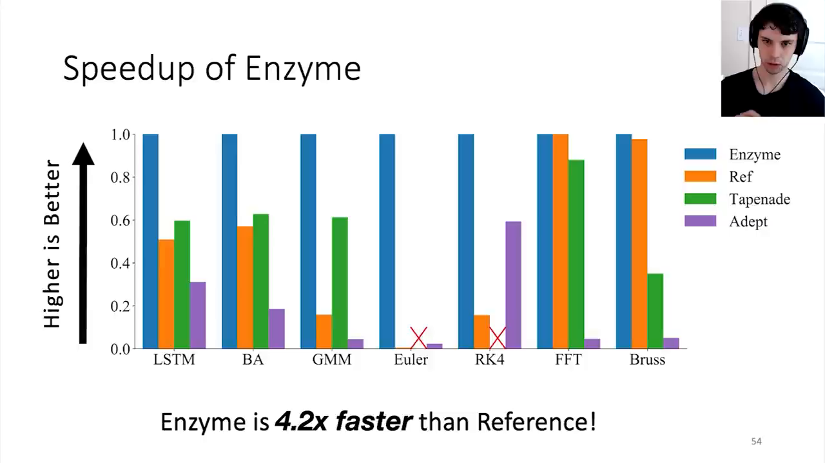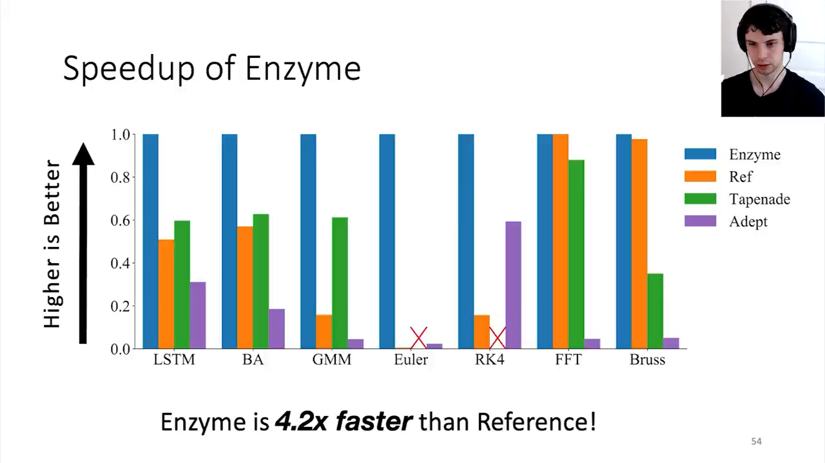So we've plotted here the relative speedup of these four AD tools, with a red X to denote that it's not able to work in that case. This happens for Tapenade because Tapenade doesn't work on C++ code, and the Euler and RK4 tests are both written in C++, in particular using the Boost ODEint library. We have three benchmarks from Microsoft's ADBench suite: LSTM, bundle adjustment, and GMM. And we have four of general scientific interest: two integrations, a fast Fourier transform, and a Brusselator simulation.